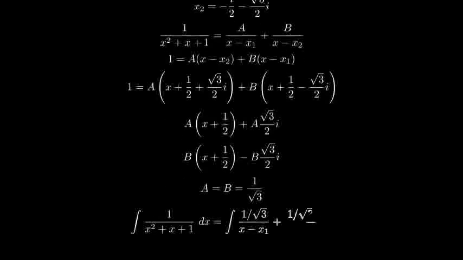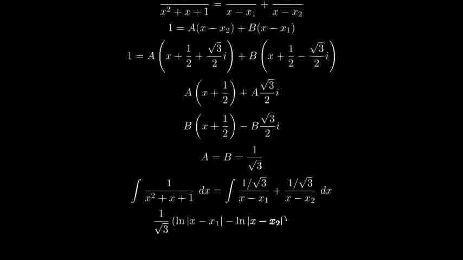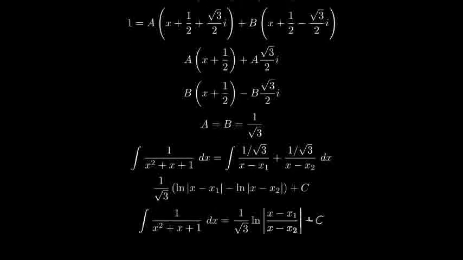Now that we know a and b, we can integrate each term individually. Each term turns out to be a simple logarithmic integral involving complex numbers, which we can solve.